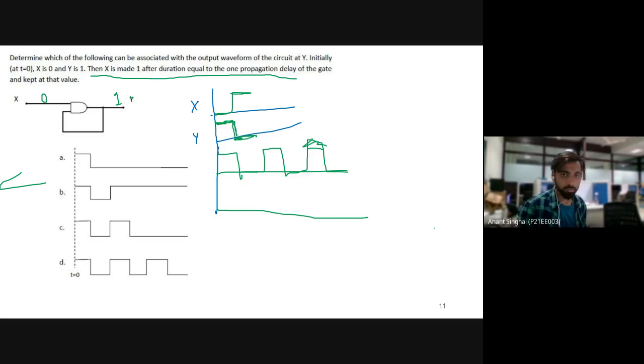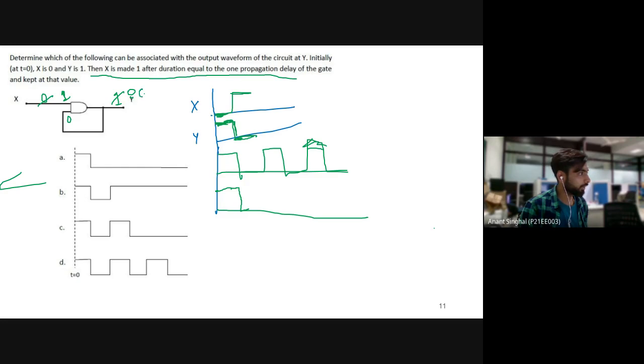Did you get this part? Please respond. This is quite important. So initially x is 0 and y is 1. I'm making y 1 initially, and after 1 propagation delay x has been converted to 1. But now y has become 0. Once y gets 0 and x gets 1, did you get this part? Now if I check, y is getting as an input to this gate as 0. So again 0 into 1 will be 0.